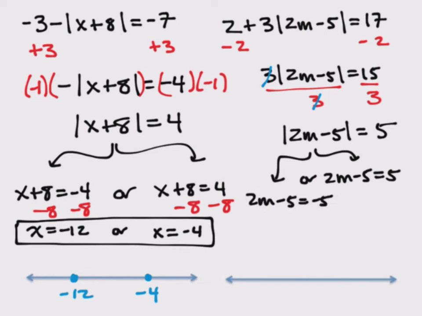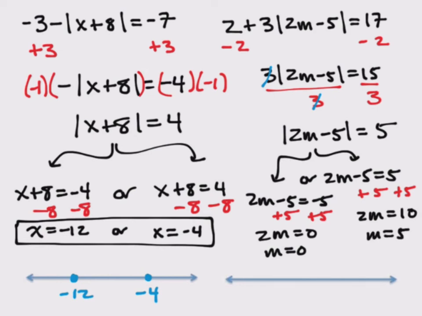And from here, it'll just be 2 steps in order to isolate our variable m. Let's add 5 to both sides. I know I'm a little tight on space, guys, so bear with me. We get 2m equals 0, in which case m equals 0. Or we get 2m equals 10, in which case m equals 5. So the two solutions to our equation are m equals 0 or m equals 5. And of course, to graph those on a number line, not so bad. Just toss a point at 0 and a point at 5.